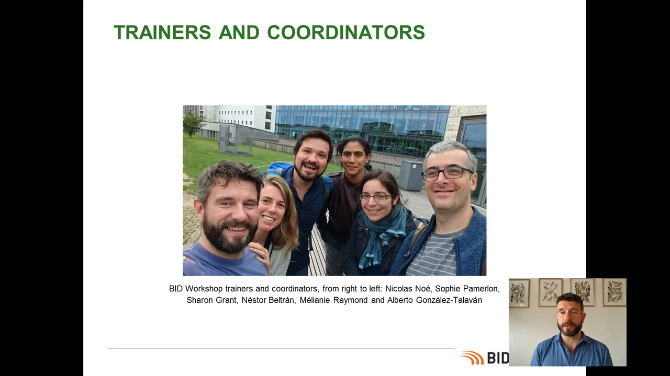In this picture you can see from right to left, first person is Nicolas Noé, who is an IT expert at the Belgium Biodiversity platform. He leads the data publication modules and he facilitates the Blue Group. To his left is Sophie Pamerlon, who is a biodiversity data engineer in GBIF France, and she leads the data utilization modules and facilitates the Green Group.